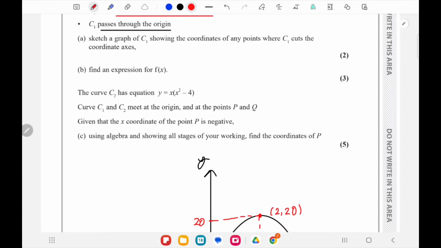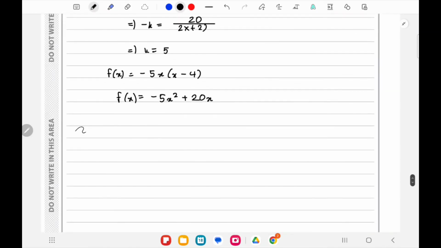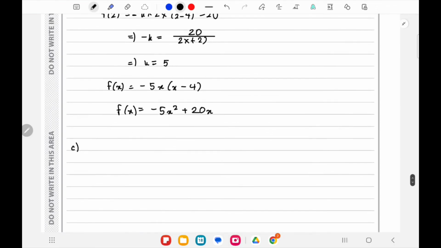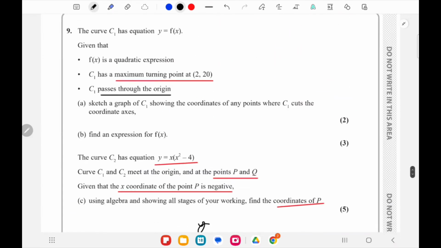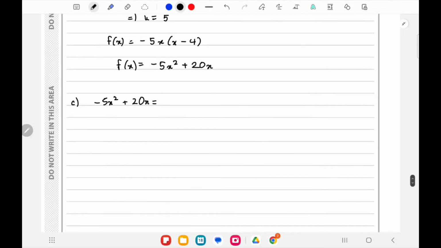Now for part C, we are given that curve C2 with this equation meets C1 at the origin and at points P and Q. Given that the x coordinate of the point P is negative, we have to find the coordinates of P. So for intersection, we will say y equals y: minus 5x squared plus 20x equals x times x squared minus 4, and I'll write the former form.